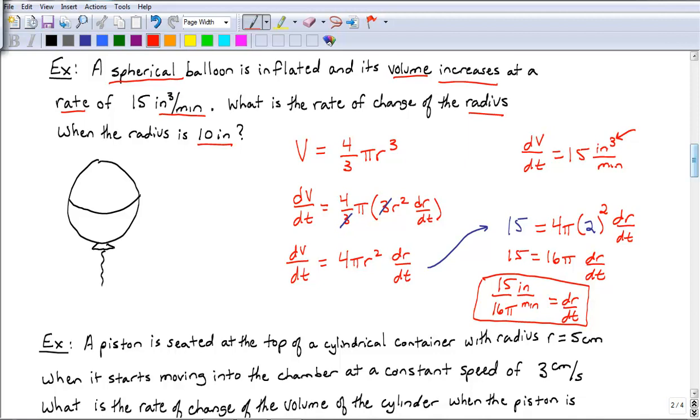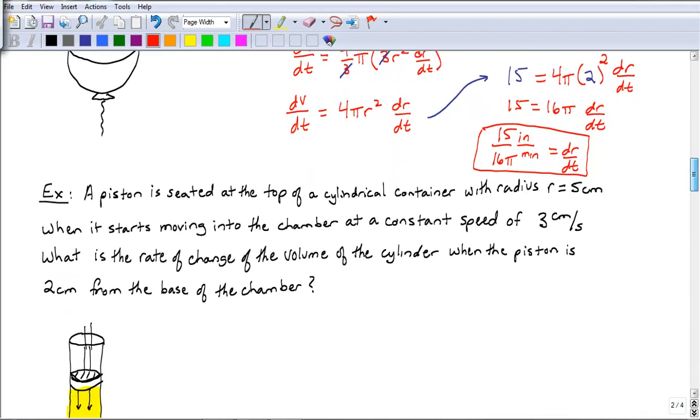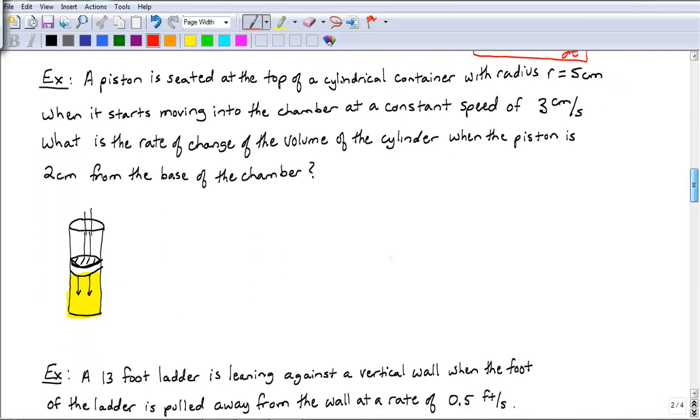Alright, we'll try it again. This one's a little trickier. It talks about a piston in a cylindrical container, and it tells me the radius of the container. It says it starts moving into the chamber at a constant speed of 3 centimeters per second. What is the rate of change of the volume when the piston is 2 centimeters from the base?